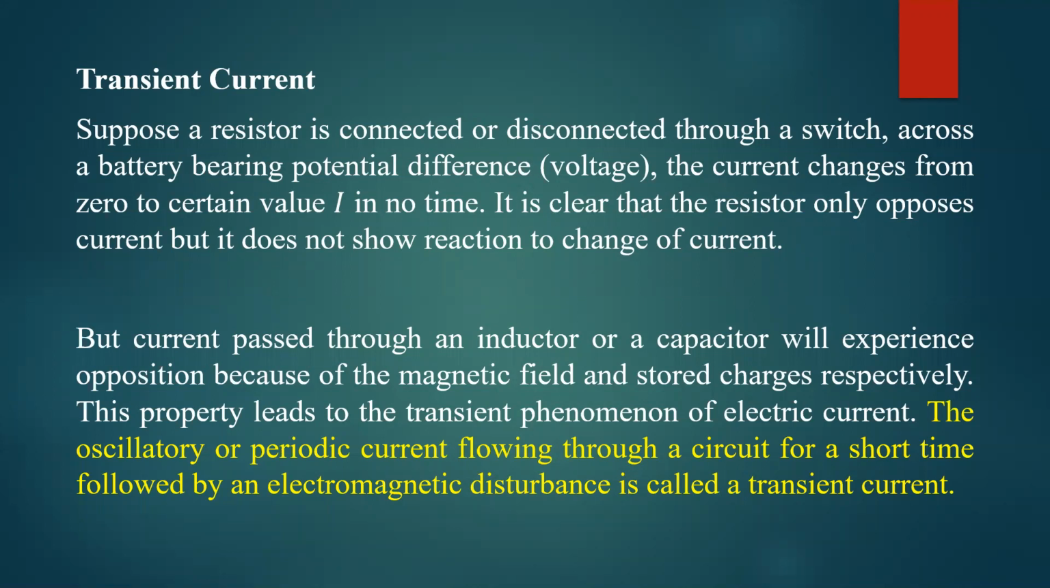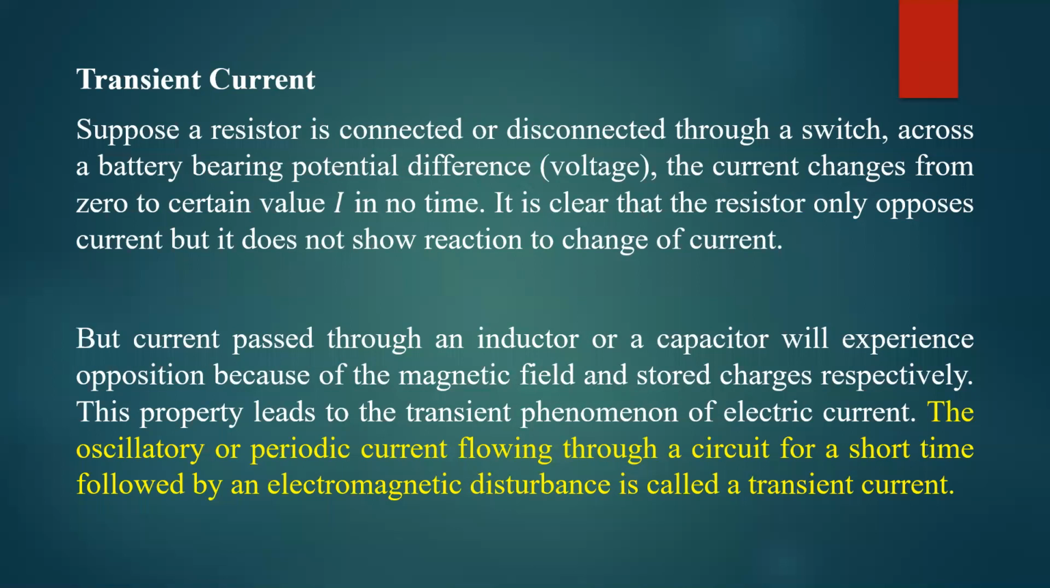Okay, so how to define a transient current? Transient current is a oscillatory or a periodic current flowing through the circuit for a short time followed by an electromagnetic disturbance is called as the transient current. Okay, what do you mean by electromagnetic disturbance? Because of the stored electric field or stored magnetic field in the inductor and capacitor, they will disturb the current in the circuit. That is what electromagnetic disturbance. ಇಲ್ಲಿ ನಾವು ಡೈರೆಕ್ಟ್ ಆಗಿ ಕೆಪಾಸಿಟರ್ ಮತ್ತು ಇಂಡಕ್ಟರ್ ಅಂತ ಹೇಳಿಲ್ಲ, but electromagnetic disturbance is caused by inductor and capacitor.